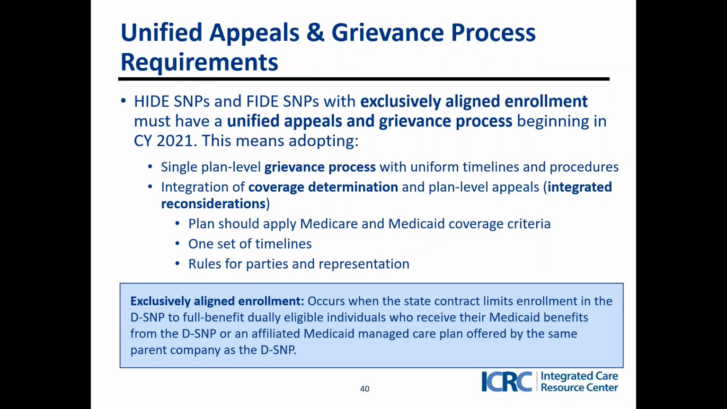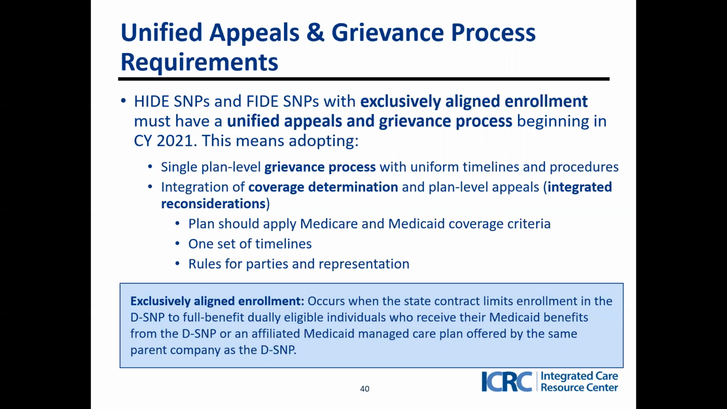So in addition to the information sharing requirements that we just went over, there are some requirements around having a unified appeals and grievances process, but I want to stress that these are only applicable to HIDE and FIDE SNPs that have exclusively aligned enrollment, which is when a member receives benefits from a D-SNP that's affiliated on both the Medicaid and Medicare side by the same parent company. So for those plans only, there must be a single plan-level grievance process with uniform timelines and procedures, and integration of coverage determination and plan-level appeals.